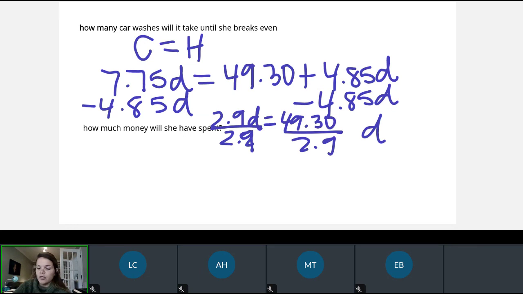So what you're going to do is go back to your equation and solve for D or X or whatever your variable is. That told me that it would take me 17 times to wash my car at the car wash and at home, and then I would have spent the same amount of money. So it would take me 17 car washes. Go back to yours, raise your hand when you have solved for your variable, and I will come check it before you do the second part.